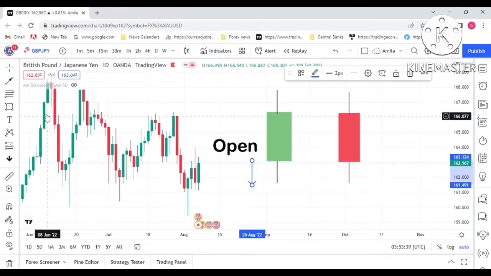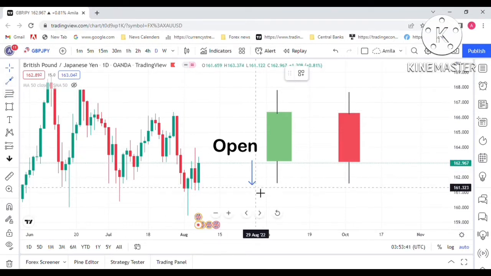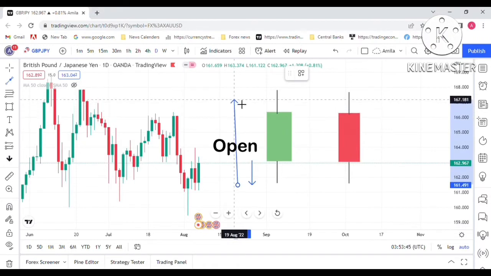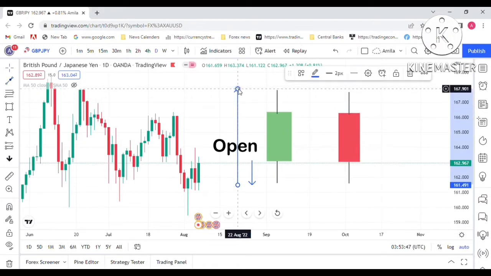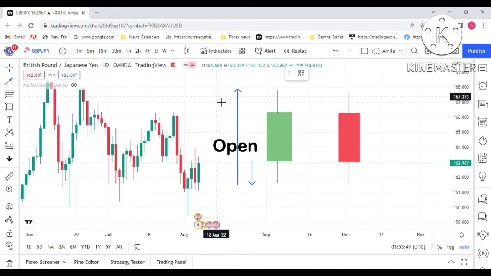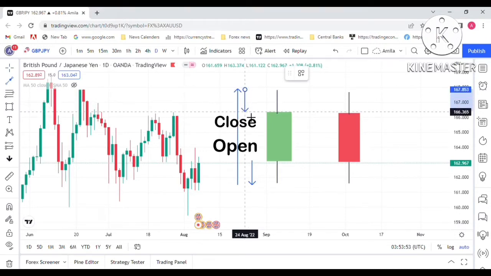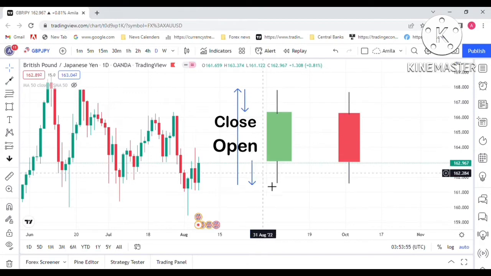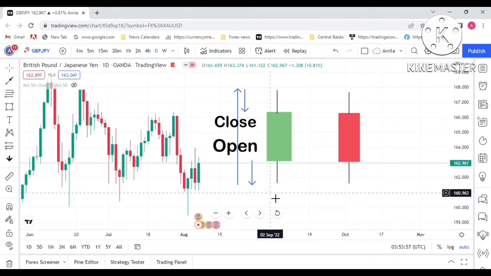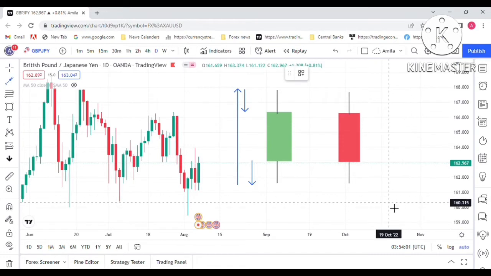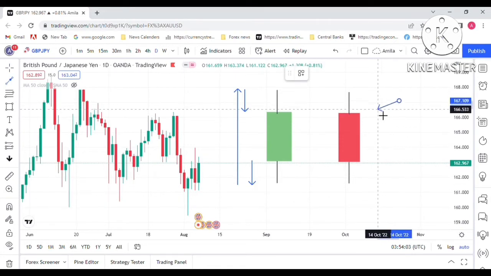So price opens below and goes down, and that's what we call the lower wick, and it also goes high, and that's what we call the upper shadow, and the price closes above. So open price below, close price high, that's buyers in control. That's the bullish candle. Let's see the bearish candle.